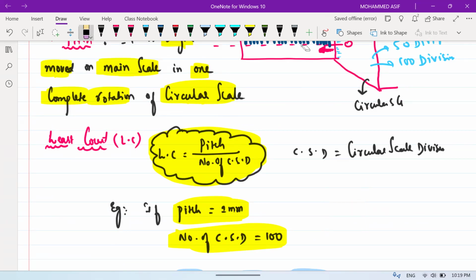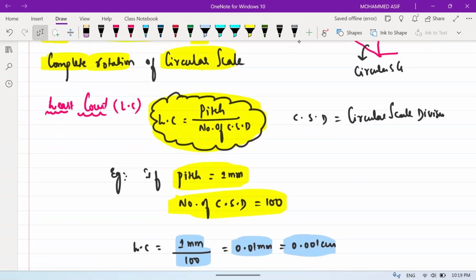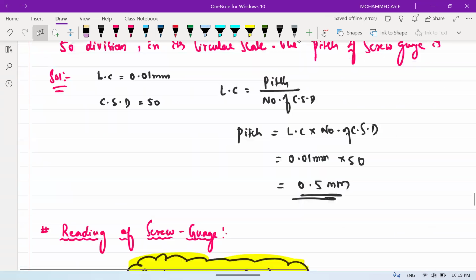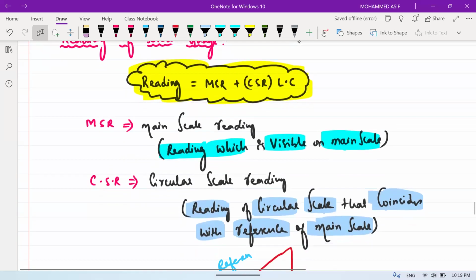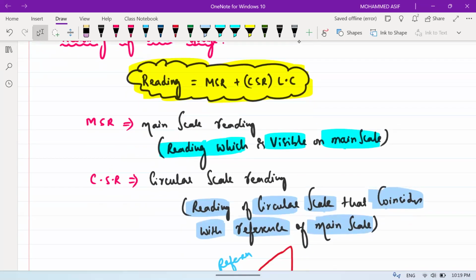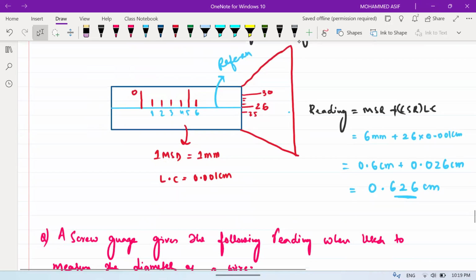Okay. चलो. So least count का formula क्या है? Pitch divided by number of circular scale divisions. The next one is we defined reading. Reading is main scale reading plus circular scale reading multiplied with least count. What is the main scale reading? Reading which is visible on the main scale is MSR. Circular scale reading is the reading of the circular scale that is coinciding with any line of your main scale or reference of your main scale.